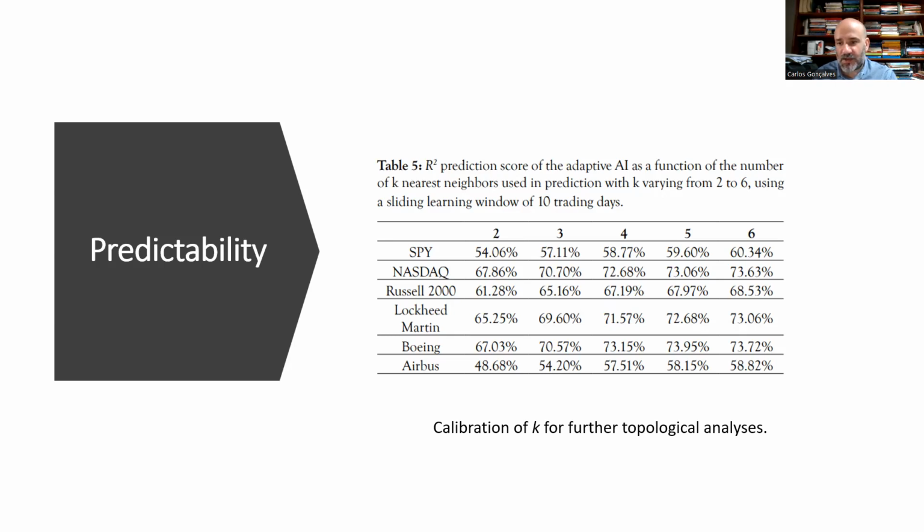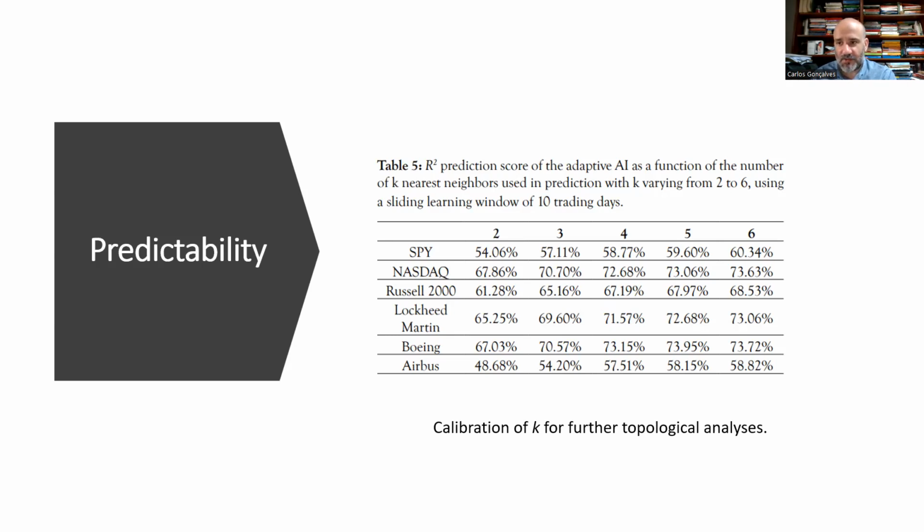Then the Nasdaq even higher, 63% of R square. The Russell 2000, 68.53%, also K equals 6. In the case of Lockheed Martin, again, K equals 6 has the highest performance with 73.06%. And in the case of Boeing, it was not for 6, but for 5 nearest neighbors that we got the best performance, with a 73.95% prediction performance. For Airbus, 58.82% with K equals 6.